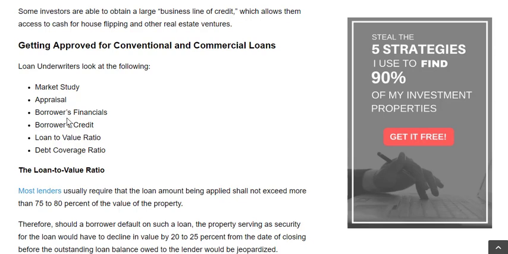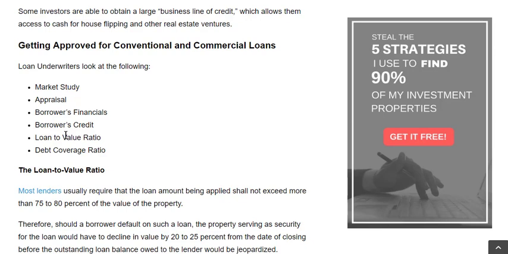We've got borrowers' financials, so they're going to want 2 years of income typically. So if you could provide your tax returns, they're going to look at your credit score, and then they're going to look at the loan to value ratio. So they're going to take into effect what the property's selling for, how much the appraised value is, and then they're going to look at the loan to value ratio there.